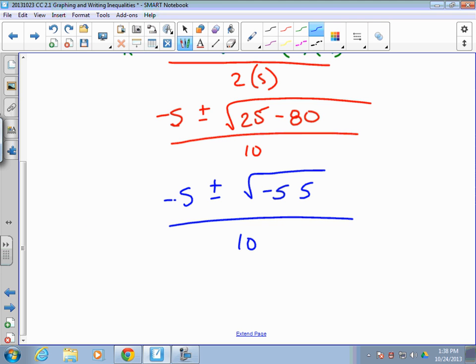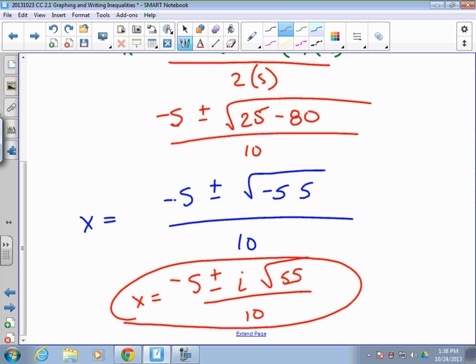And the only other thing we can do with that is get that negative value out from underneath the radical symbol and say negative 5 plus or minus i times the square root of 55 over 10. That is your value of x, as ugly and as funky as that looks. Using the quadratic formula is the only way to get that one.